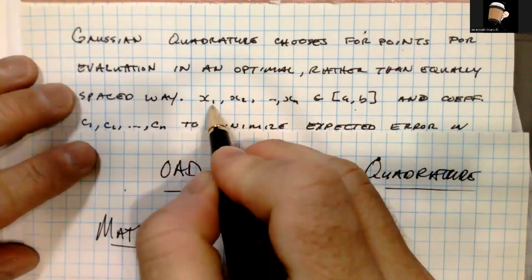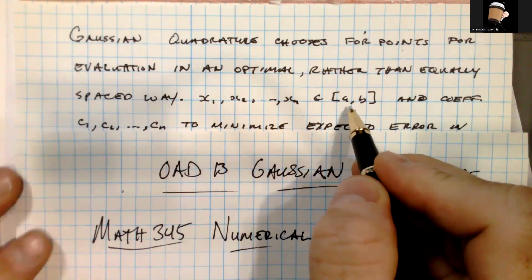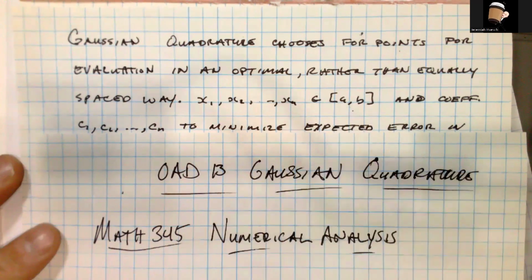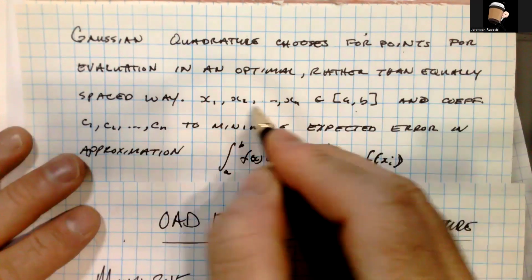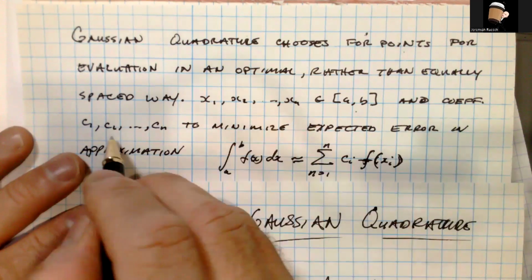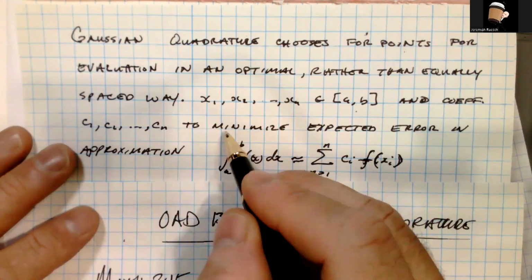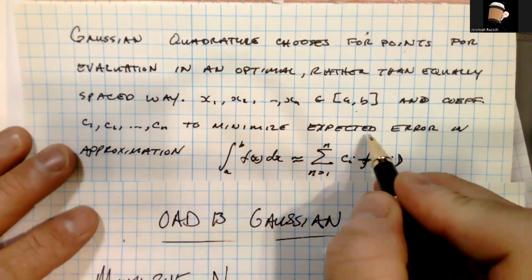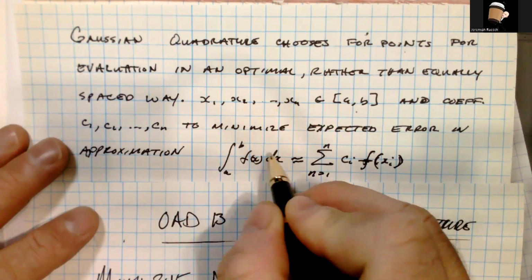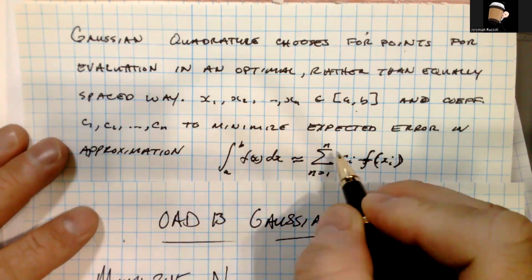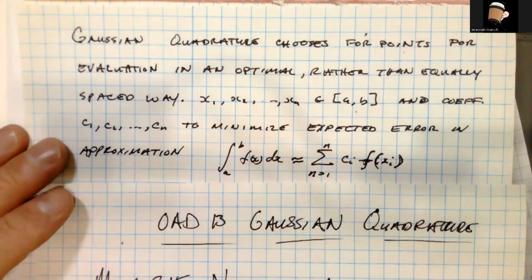The only requirement is that our nodes x1 through xn are inside the interval, in the region that we're interpolating. So we have those n nodes, and then we have the coefficients for some polynomial, c1 through cn. If we can choose those to minimize the expected error in the approximation of the integral from a to b of f(x) dx, as the sum of those coefficients times the function evaluated at those nodes.